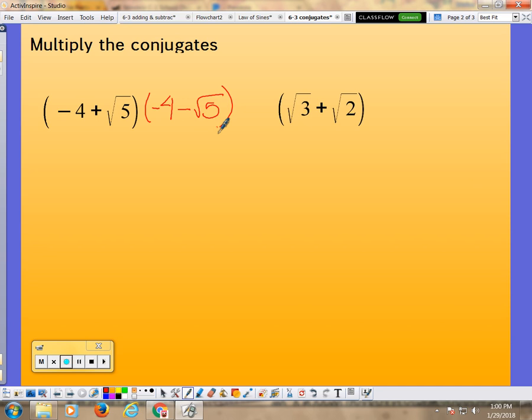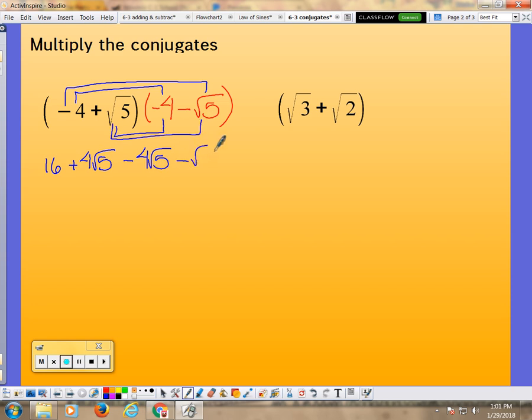So I'm going to take that -4 times the -4 and I'm going to get a positive 16. I'm going to take a -4 times that negative square root of 5, which gets me a plus 4 on the outside, square root of 5. I'm going to take the square root of 5 here times the -4. I'm going to get a minus 4 square root of 5. And I'm going to take the square root of 5 times the square root of 5 and get a minus square root of 25.